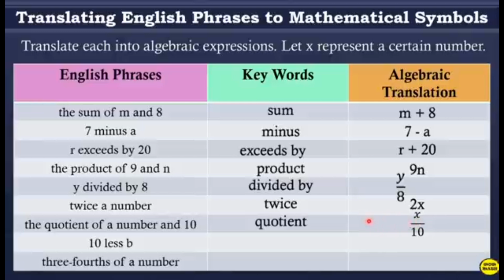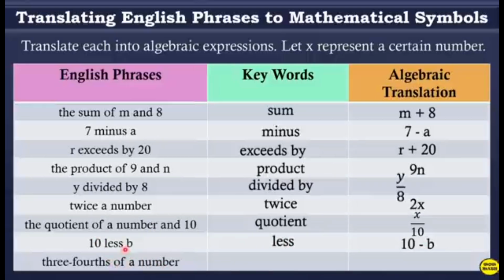Next is 10 less B. So 10 less B, the keyword is less. As I have discussed earlier, when we say less, it is as is. You will not change the sequence or the arrangement anymore because the keyword is only less. So we have now 10 minus B. So that is 10 less B or 10 minus B.